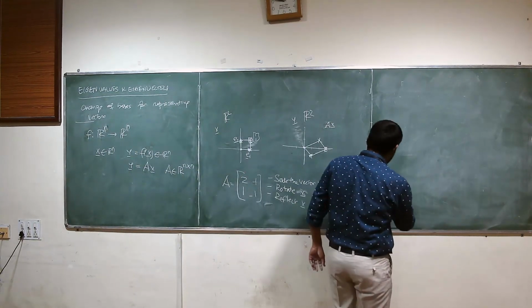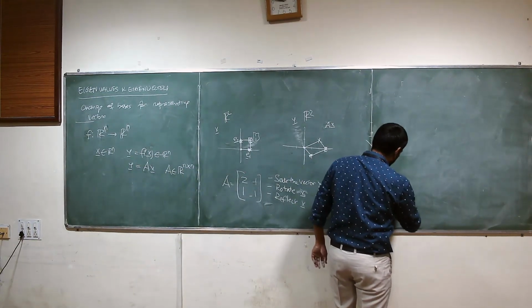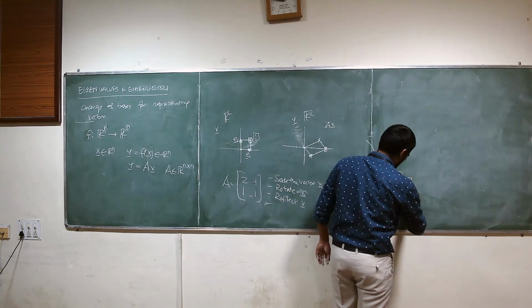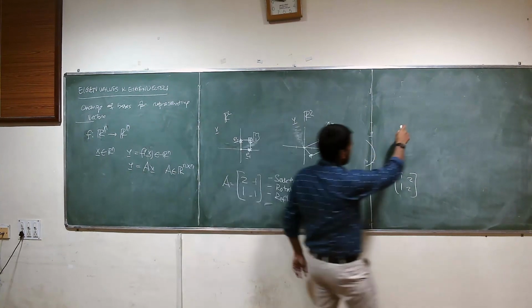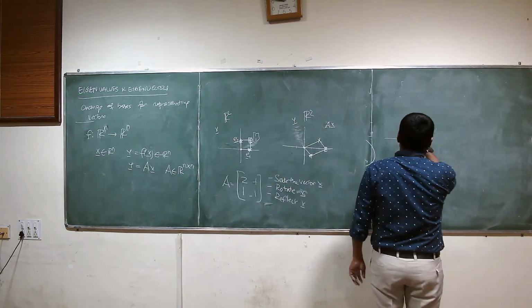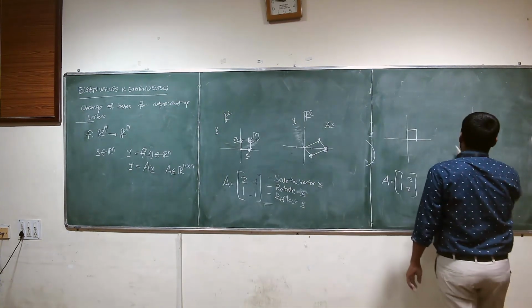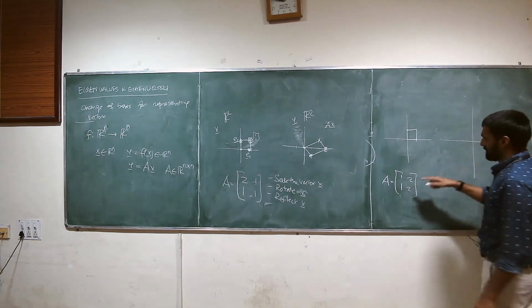What about a matrix like this? What will this do? Let's do the same thing here. What does this do?